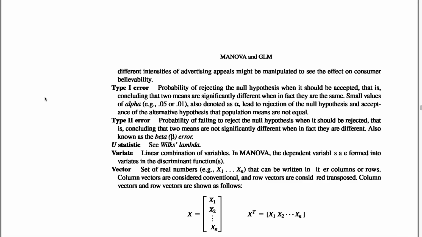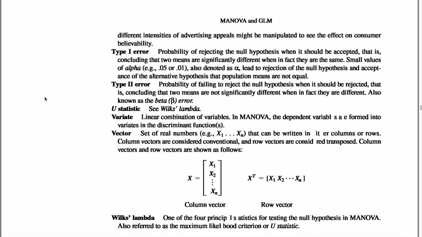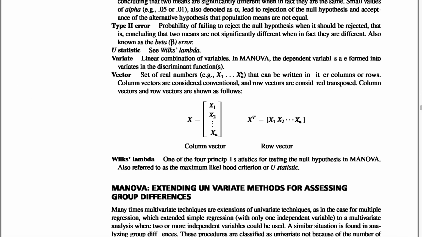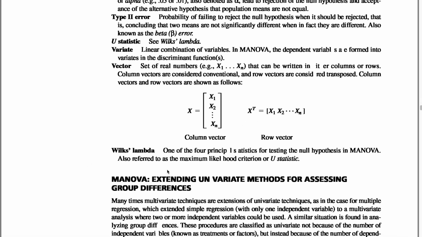Column vectors are considered conventional and row vectors are considered transposed. Column vectors and row vectors are shown as follows: X is equal to x1, x2, up to xn, and x3 is equal to x1, x2, and x3. Here the column is vertical and the row is horizontal.